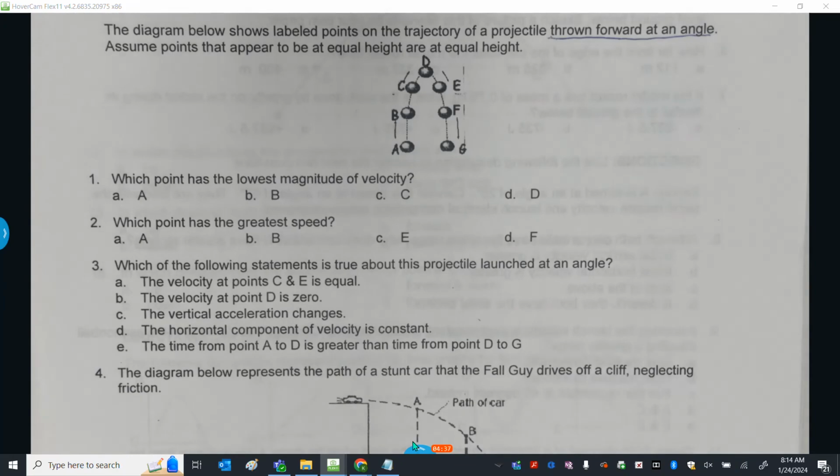But again, from A to B, it's going to slow down, and then it's going to keep slowing down until it reaches D, and then it's going to start speeding up, and it'll get faster, and it'll be fastest at G. Are there any questions about numbers 1 or 2 before I move on to number 3?